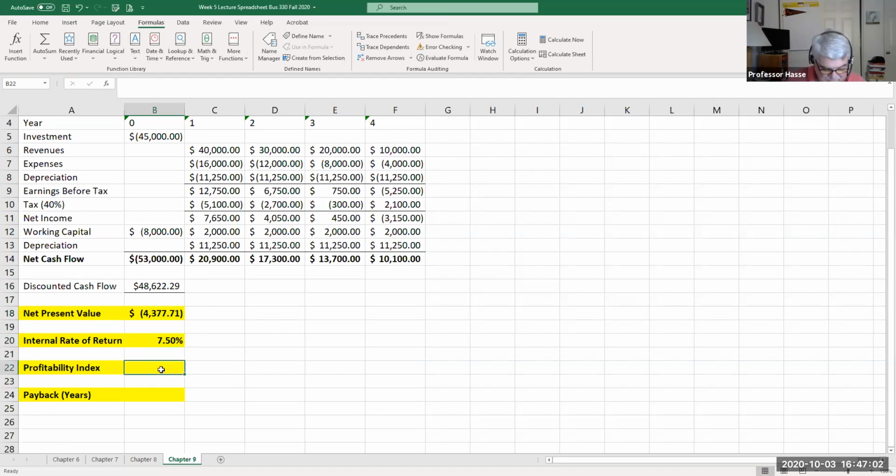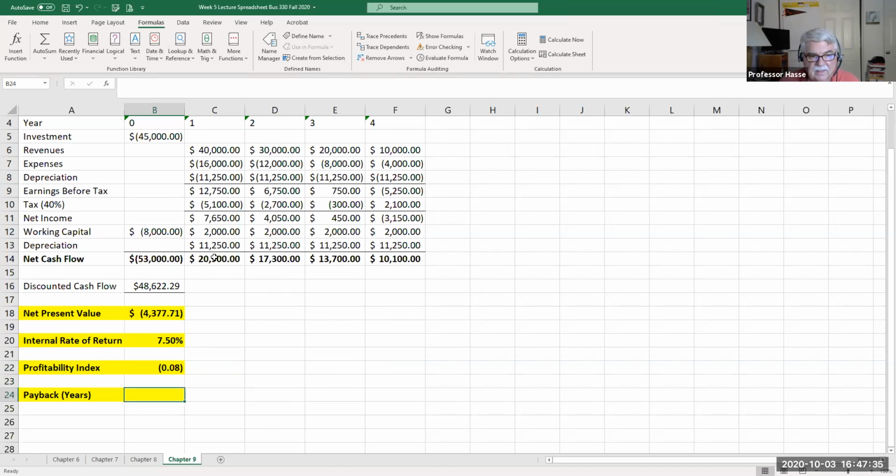Profitability index, this is going to be a negative, equals net present value divided by the 53,000, and we get a negative 0.08. Not good. And the payback in years, well, how long does it take us to pay back the 53,000?